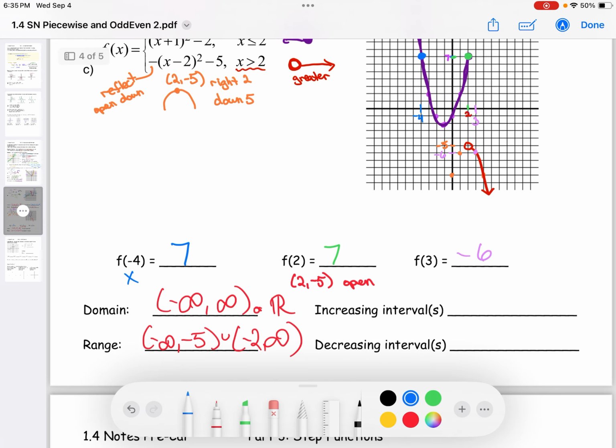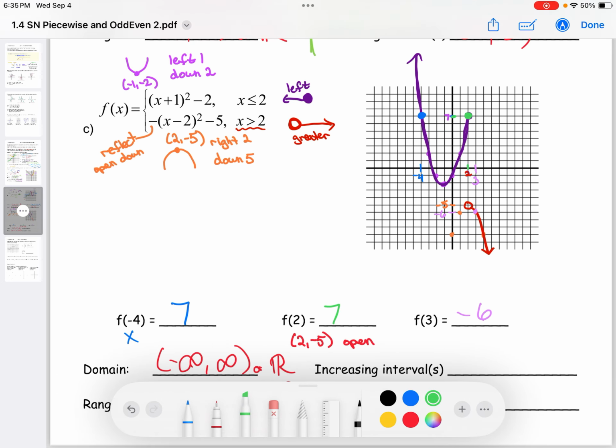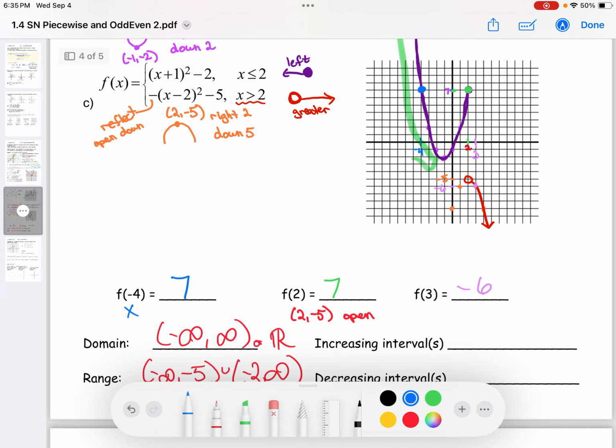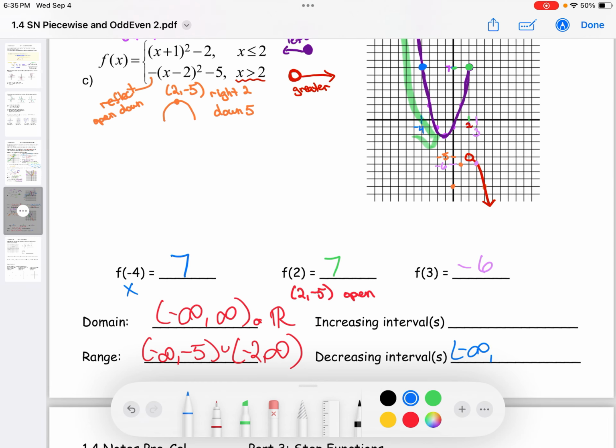Now, intervals of increase versus decrease. When that function first starts on the far left, it goes down. So that is a decrease from negative infinity to the x-coordinate of that vertex, which was negative 1. Then it increases for the rest of that piece. So it will increase from negative 1 to positive 2, where that piece ends.